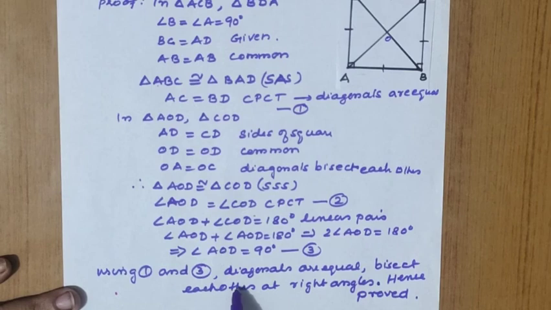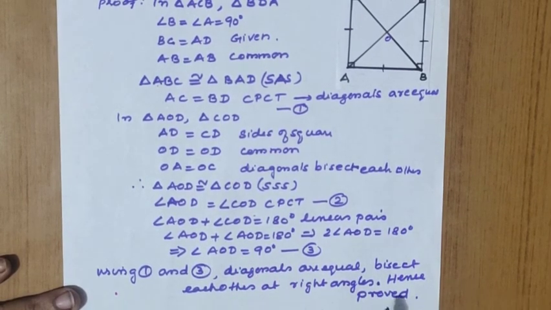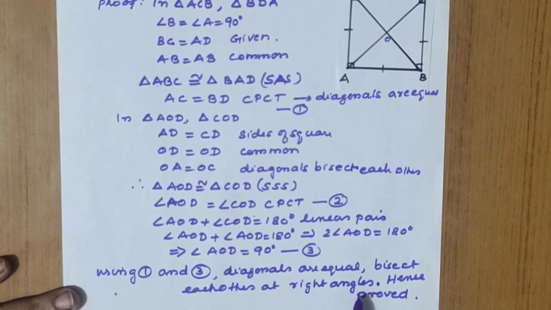So what is the conclusion we are making? First we have proved the diagonals are equal in the square. And also now we have proved they bisect each other at right angles. So what is the conclusion now? We have proved the theorem.